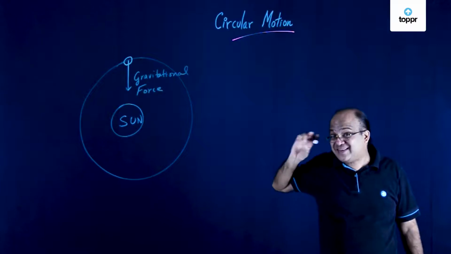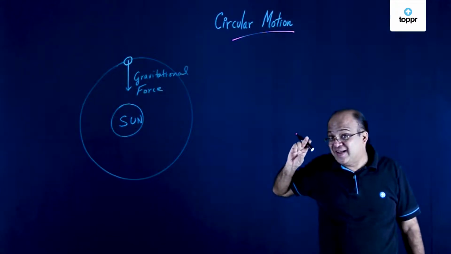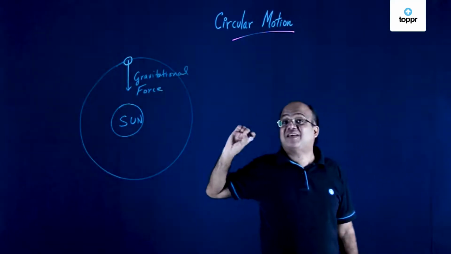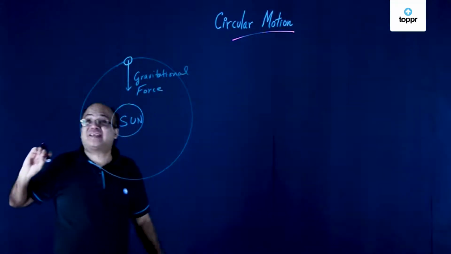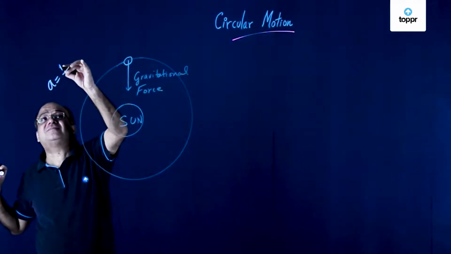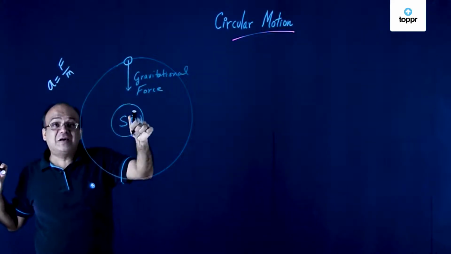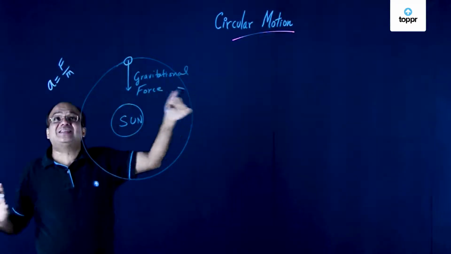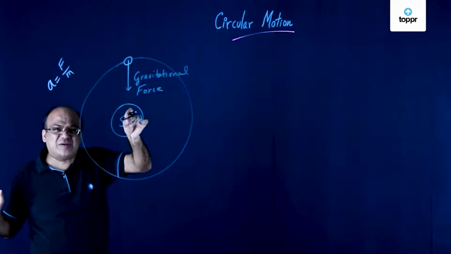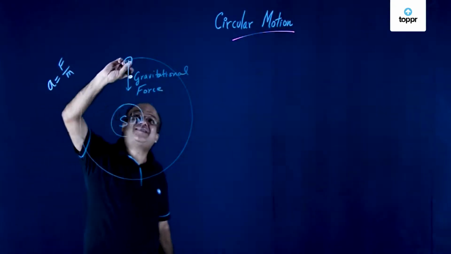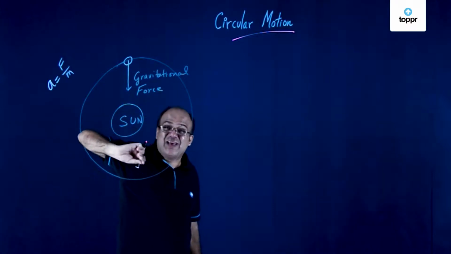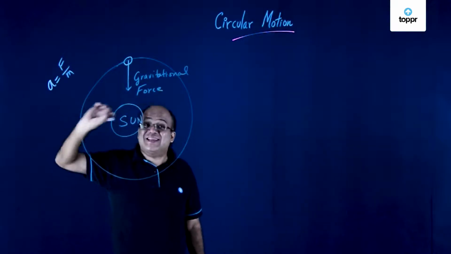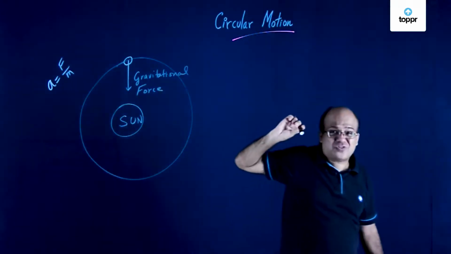Then why does the earth accelerate, not the sun? Actually both accelerate, right? But the acceleration of the sun is much smaller because the sun is much bigger. Acceleration is given by force upon mass. Force is the same. Mass of the sun is huge. The sun is 99% of the solar system. Therefore, the acceleration of the sun is very less. The sun just wobbles a little bit. And the earth accelerates and goes around the sun. So, for the earth going around the sun, gravitational force provides the necessary centripetal force.